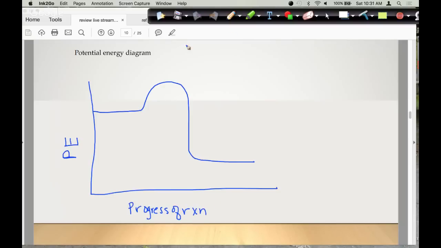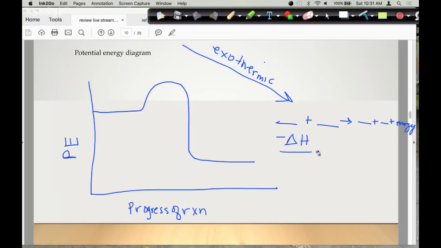This one is going downhill overall. So this one would be exothermic. That means that we would have reactants making products with energy in the products, and the value of the delta H is going to be negative because it's exothermic.